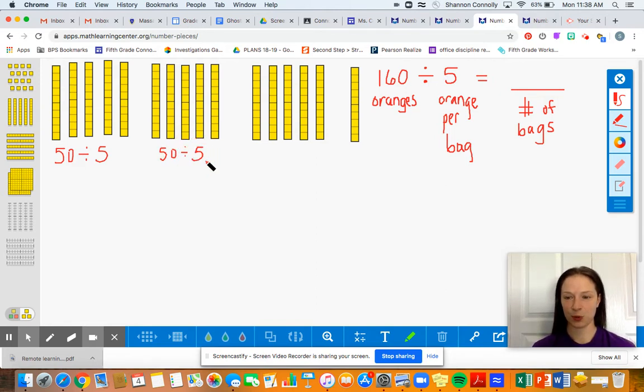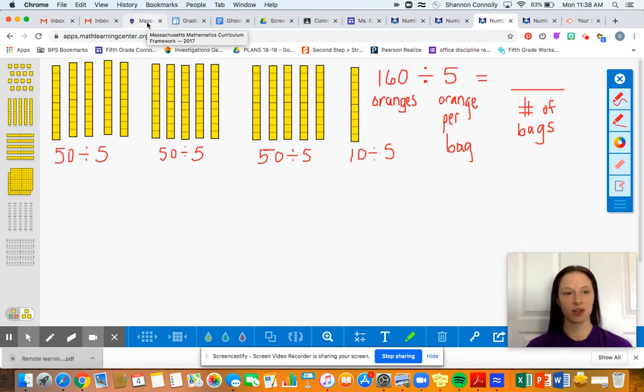And will it also give me the same number of bags if I do 50 divided by 5 over here, and then I have 10 divided by 5 over here? Okay, so this is just one other way of thinking about it that I want to make sure I expose you to. You can always choose whatever works best for you.